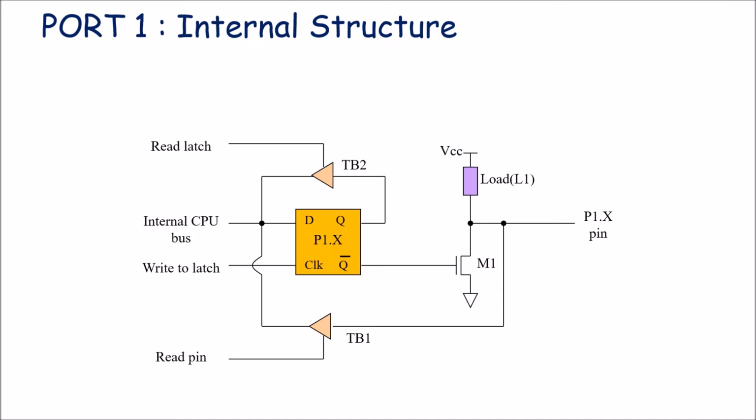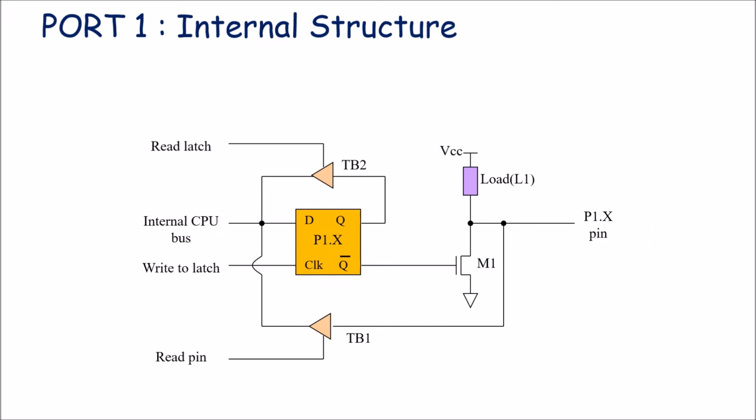Let us understand port 1 internal structure. Port 1 has 8 terminals, that is P1.0 to P1.7. Each port pin is having such type of internal structure. So here it is written P1.x, that means it can be P1.0 up to P1.7.